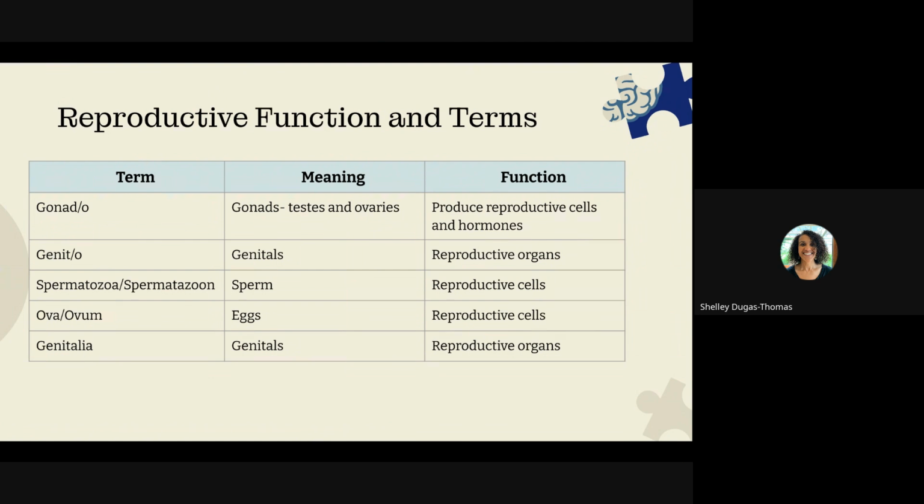Gonado means gonads. These are the primary sex organs, testes in males, ovaries in females. Their dual job is to produce gametes, the sex cells, and sex hormones. Genito refers to the organs of reproduction or genitals. Spermatozoa versus ova. Notice the singular forms: spermatozoon or ovum.